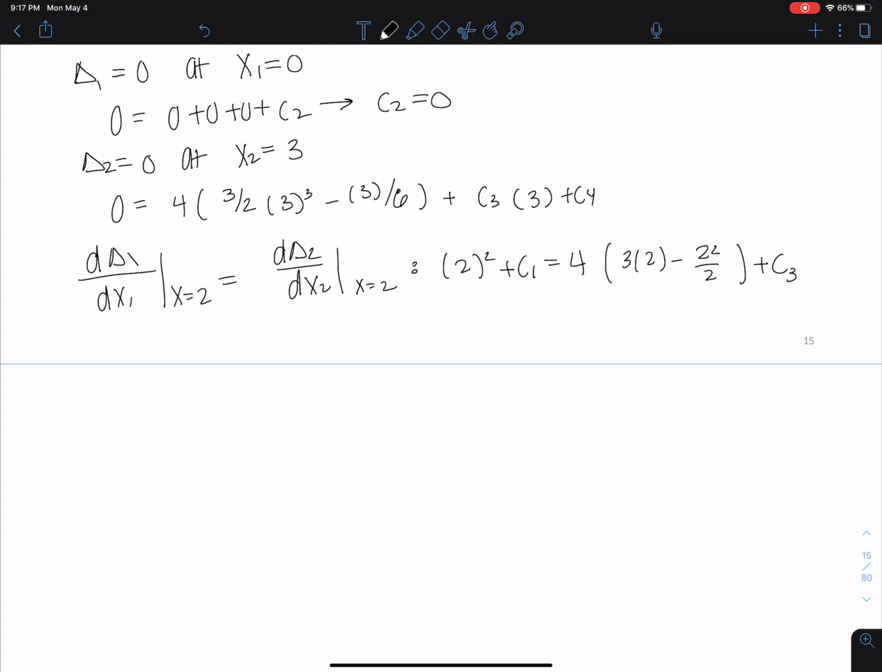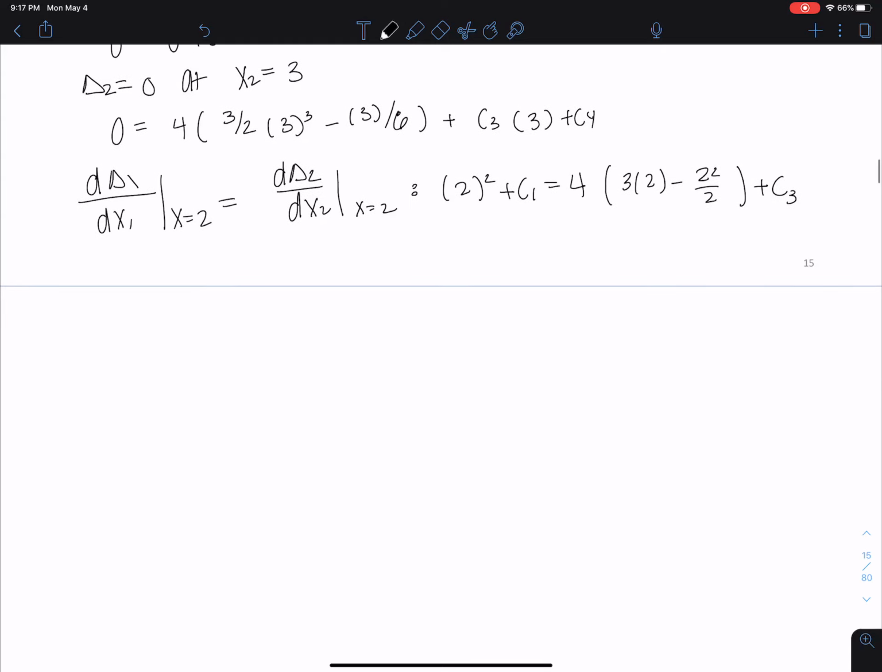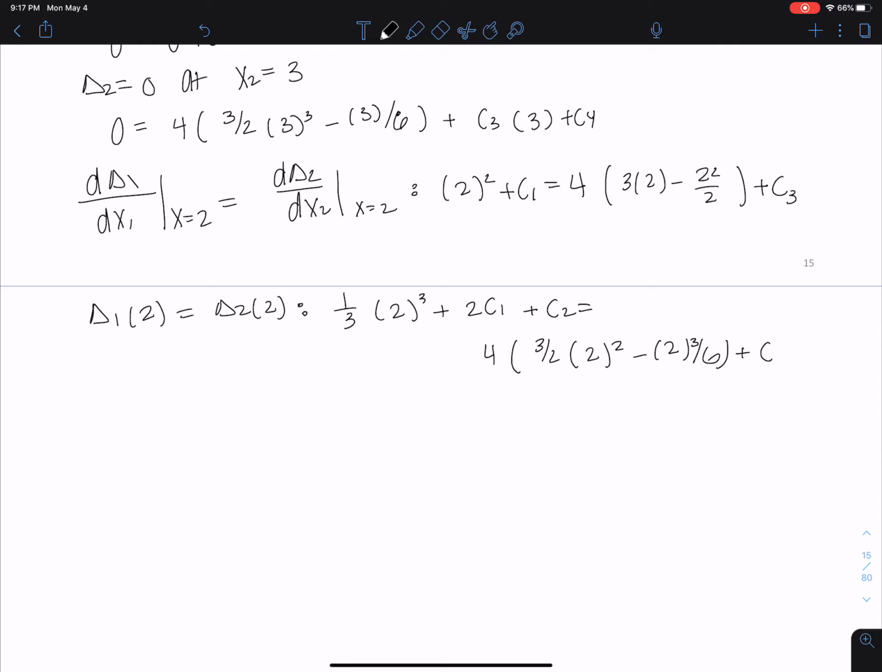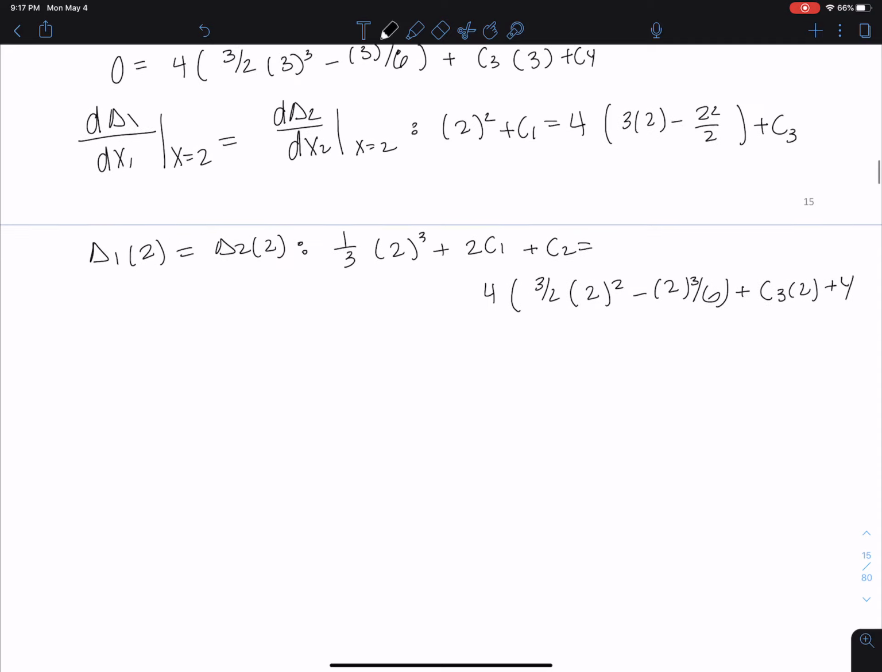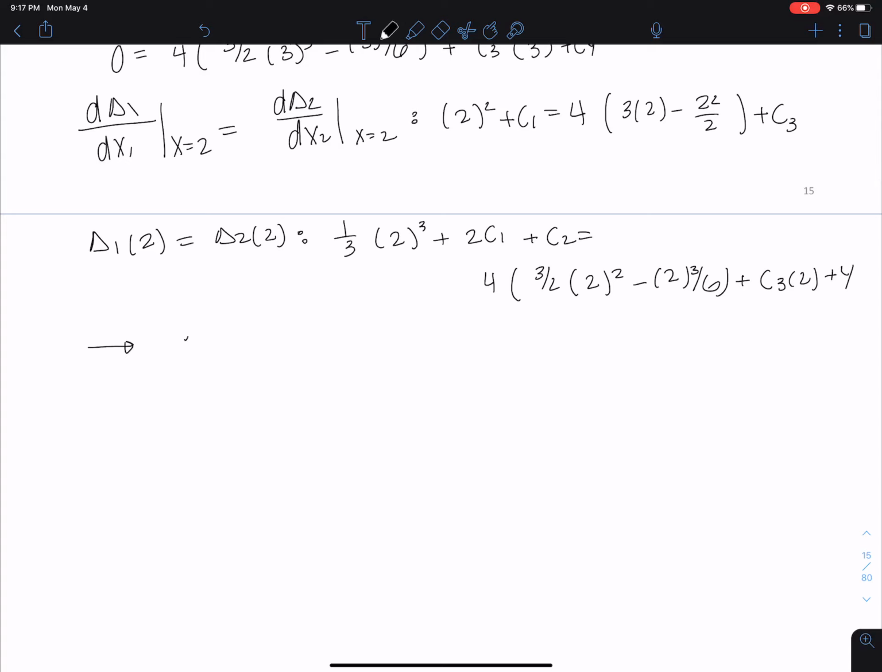And now I have C1 and C3. Can't solve anything there, but I can also plug in this. So it's just a system of equations now, and I have to see what I can use to solve for all 4 constants. Plus C3 times 2 plus 4. And if I solve all of these equations, I get C1 equals negative 8 over 3, C2 equals 0, C3 equals negative 44 over 3, C4 equals 8.